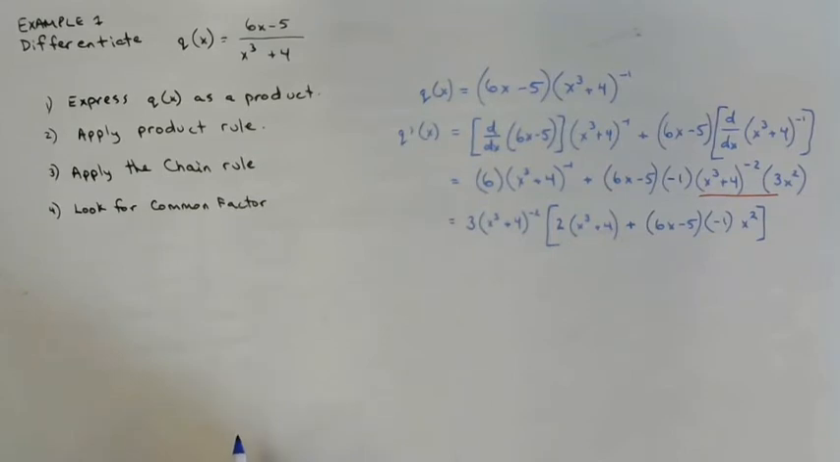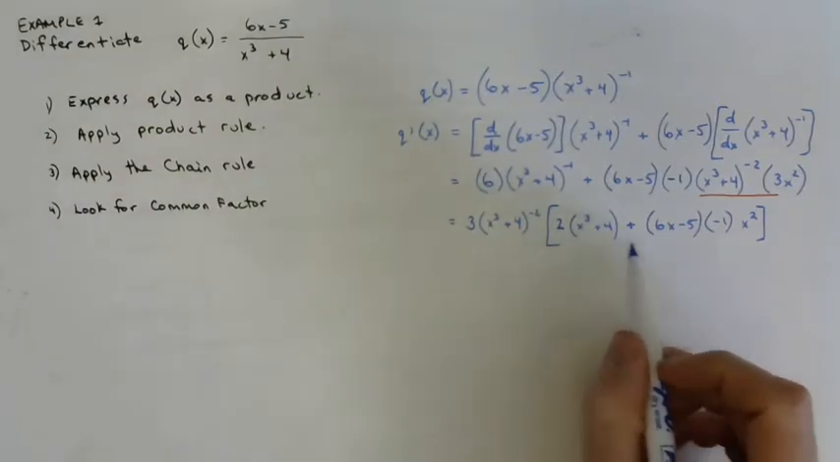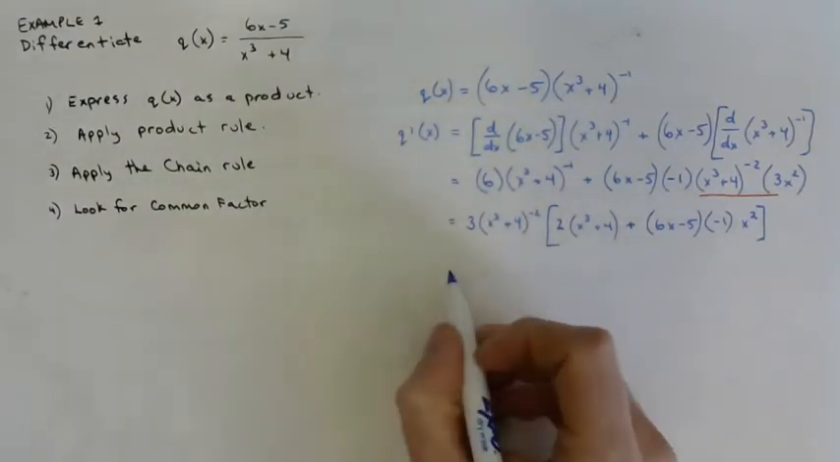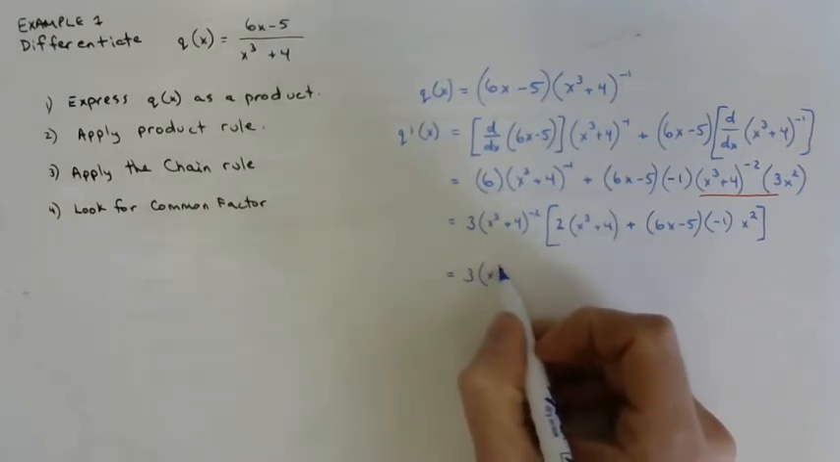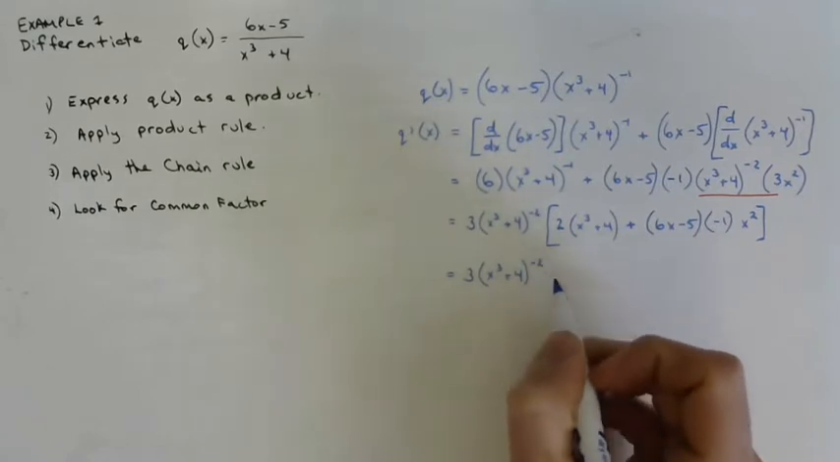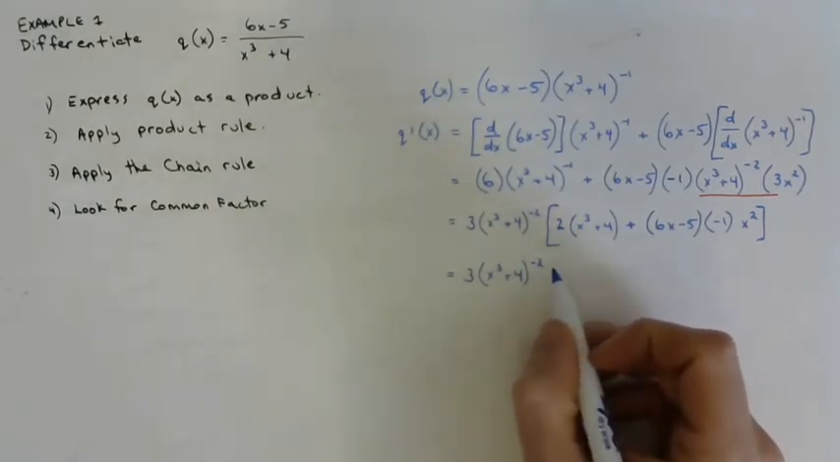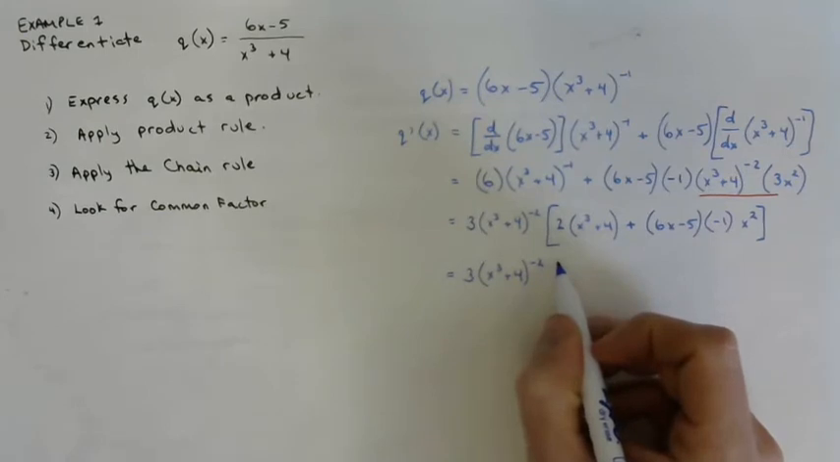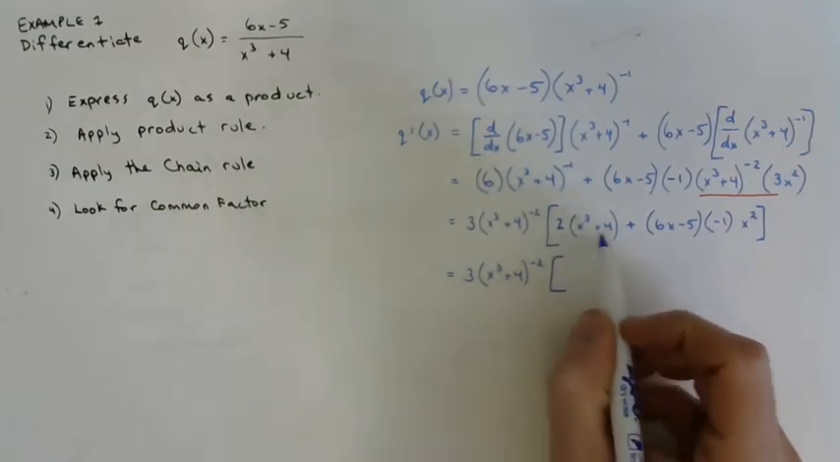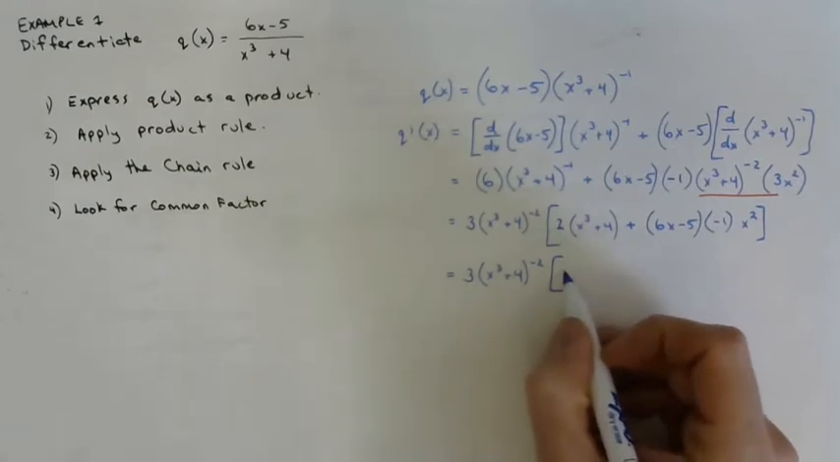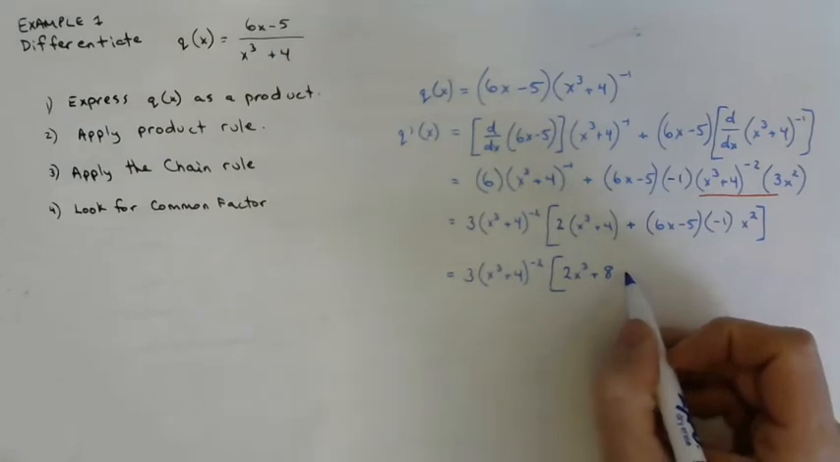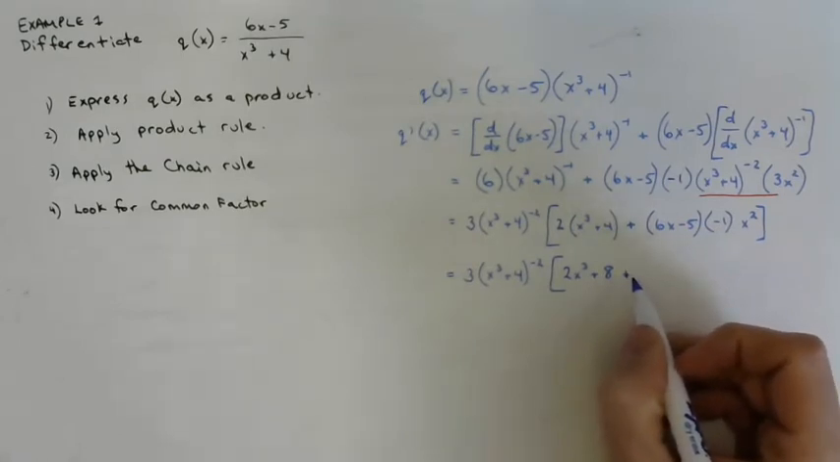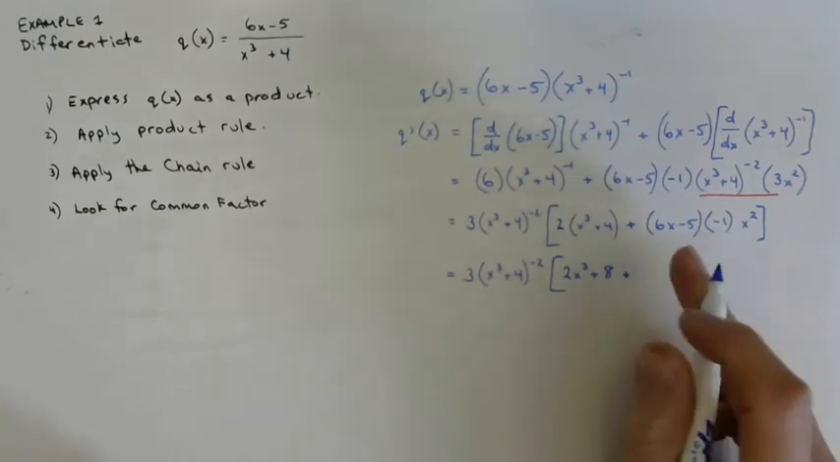From here, we're going to expand and simplify just the part that is easy to do. So just inside this bracket here, we're going to expand and simplify, and it might take us a couple steps. The outside stays the same. We've got 3 times x cubed plus 4 to the power of negative 2. And then inside this square bracket, this first term is pretty easy. We're just going to distribute the 2 to both terms. So we've got 2x cubed plus 8. And then here, I'm going to leave that sign out.